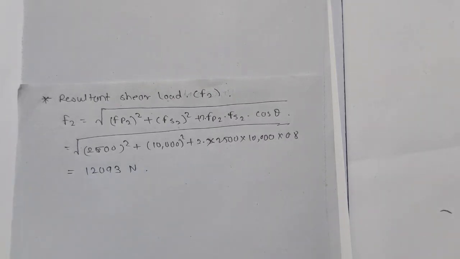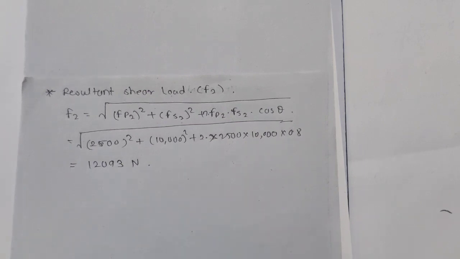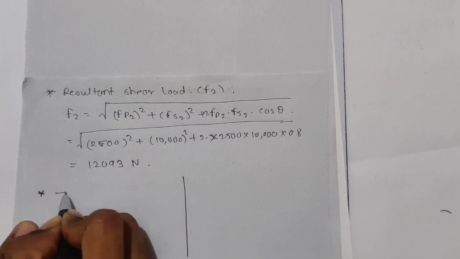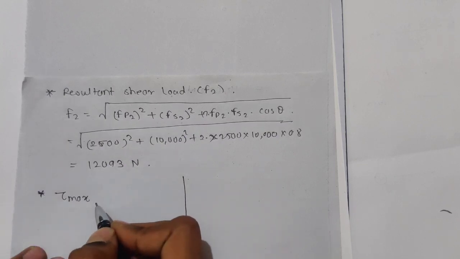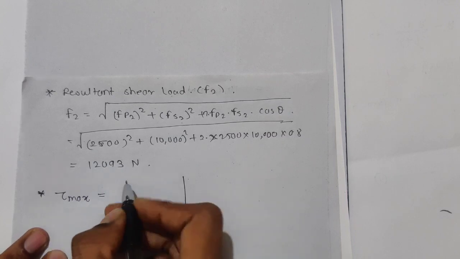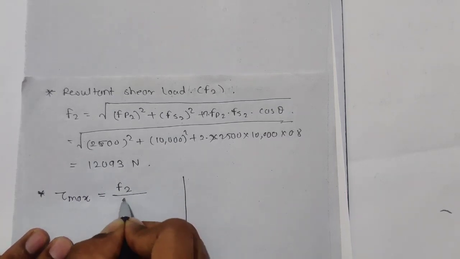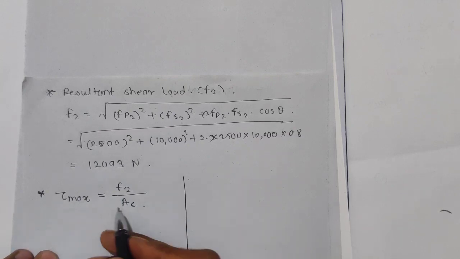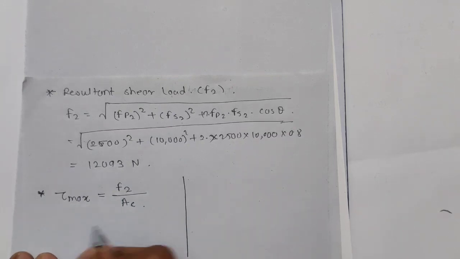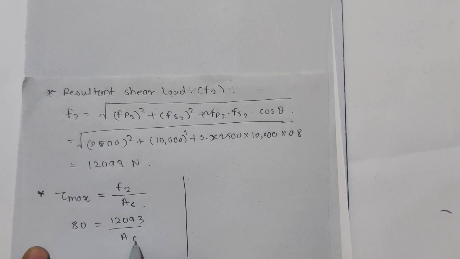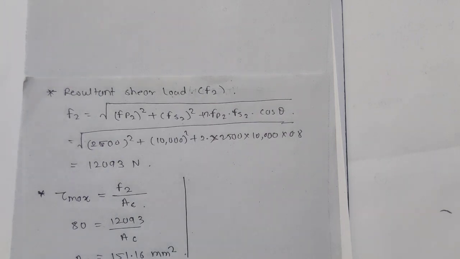Now you know the resultant shear load. You can find the bolt size. There are two methods to find the bolt size. We will use both the methods. The first is tau max. So tau max, the maximum or permissible shear stress, is equal to maximum force upon cross section area. Now just find the cross section area. So tau max is 80 given, F2 we know 12093 upon AC. Now find the cross section area. AC will be something like 151.16 mm square. So this is the first method.